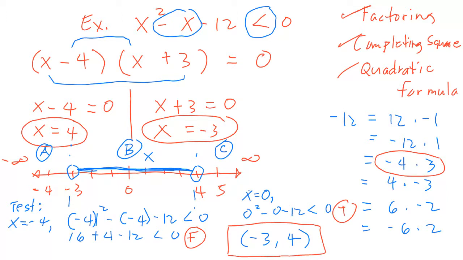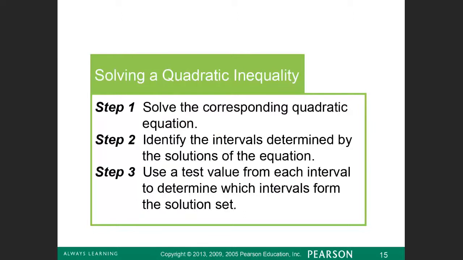Okay, so I have to go back to the quadratic inequality. How did we come up with this? So we have different steps. Step 1, solve the corresponding quadratic equation. That's what we did. In step 2, identify the intervals determined by the solutions of the equations. So we have to create the number line. And then step 3, you have to use the test value. So we're just testing it. Where's exactly the location of our solution? So is it on region A, region B, or region C?